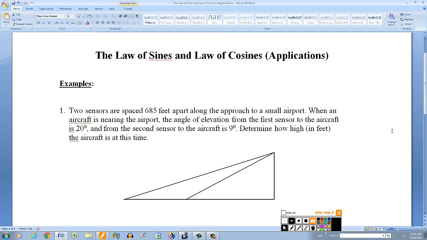Okay, so I have a diagram here. Let's say the airplane is at this point right here. And we have one sensor, we'll call it B, over here, and then another at this point right here, C. And at this particular point, we want to determine the height of the aircraft. So we're looking at this vertical distance right here. We're going to call that X.